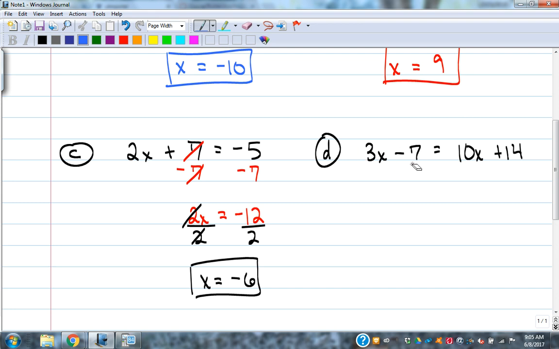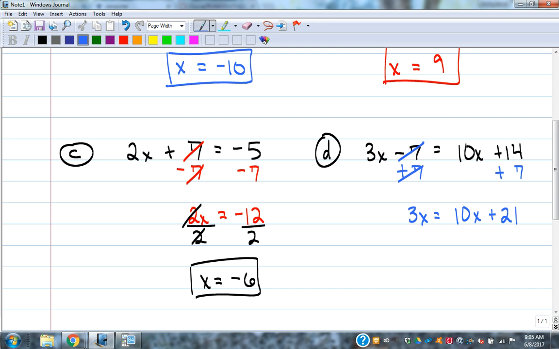How could I get rid of the minus 7? Yeah, add it to the 14. We add it to the 14 because the 14 and the 7 are what? What are they called? Like terms. 14's a plain number, 7's a plain number, so they're like terms, so you put them together. And now I've got 3x on one side, and on the other side I've got two things. I got a 10x and a 21.